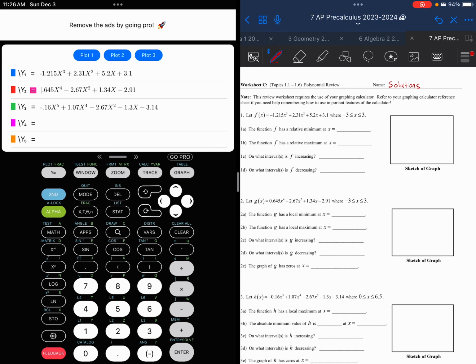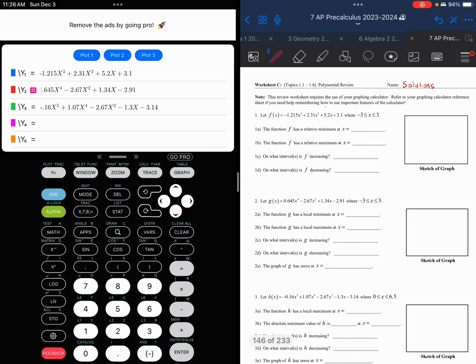On the left-hand side of my screen, I have my calculator pulled up, and you can see that each of these functions, I've already typed them in. We have these 3 functions entered as y1, y2, and y3. This is my advice to anyone that's taken an AP test. If you have a bunch of equations, you can enter them all at the same time. Don't delete an equation when you're done with it.